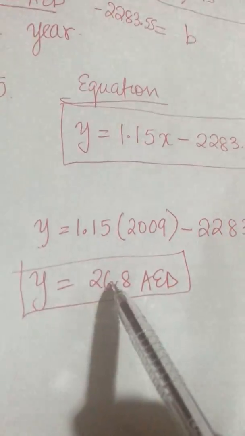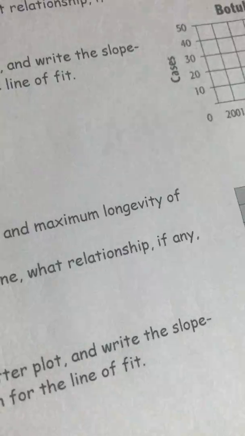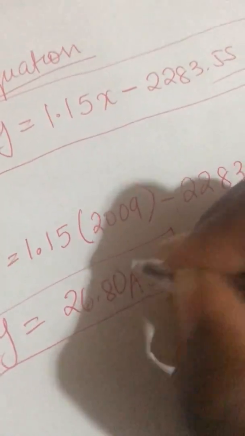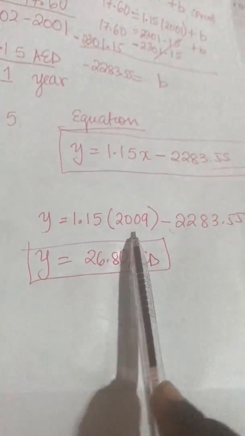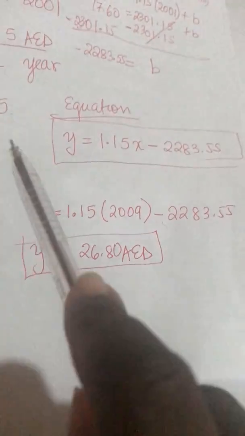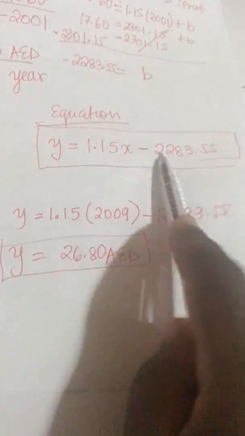So in 2009, I made, or they made, 26.8. Is it millions? Are they selling in millions? Then they give us the unit. They just say $26. So here, 26 dirham and 80 fils. There should be 2 digits after the decimal. So that is how you do. They will give you the x, you find the y. If they give you the y, you need to use the y to find the x using this equation.